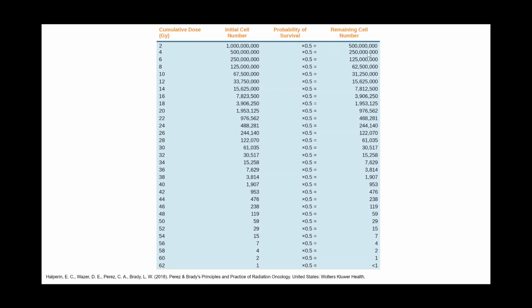So half the cells would be half of the survivors after the first fraction. Similarly, after another 2 gray, another half will survive. After 2 gray, the rest of the half will survive. So you can see it's not linear, it's exponential. We basically want the probability of survival of remaining cells to be less than 1. And that is usually achieved for squamous cell carcinoma after 62 or 64 gray.